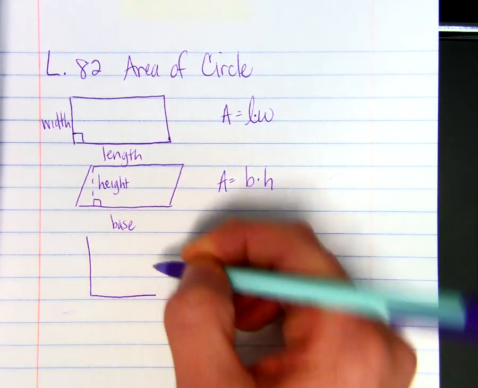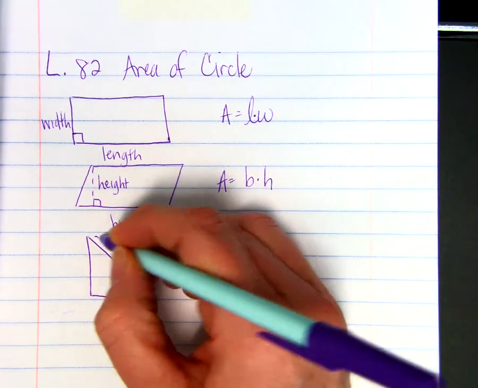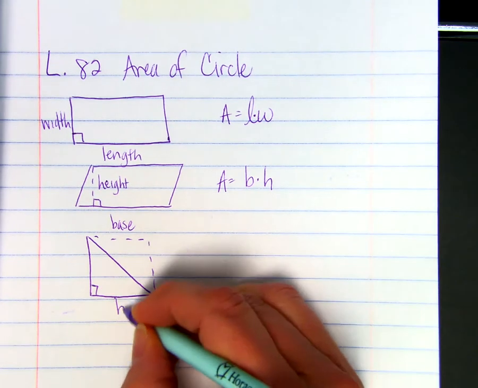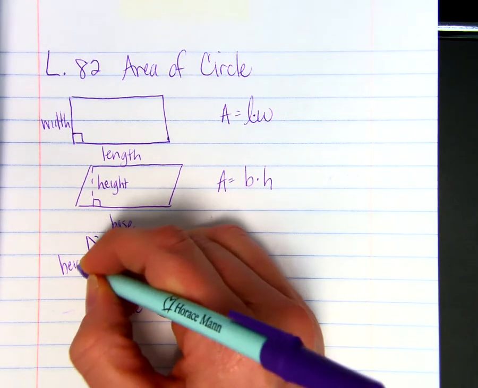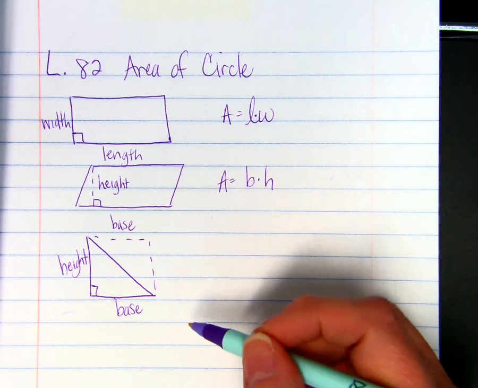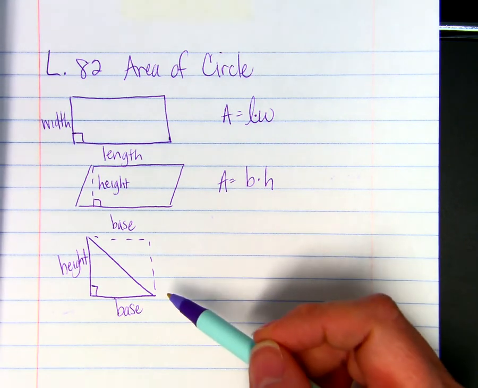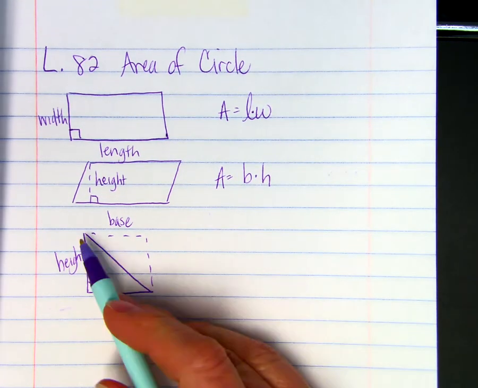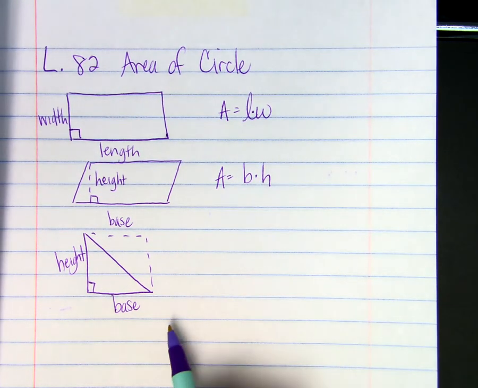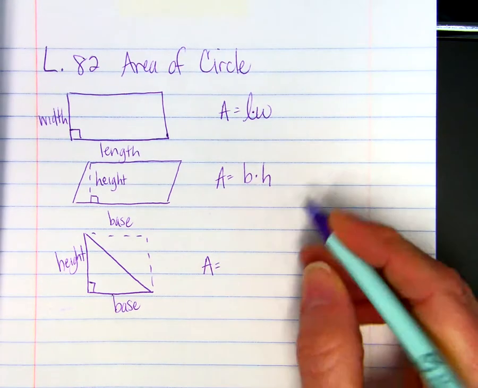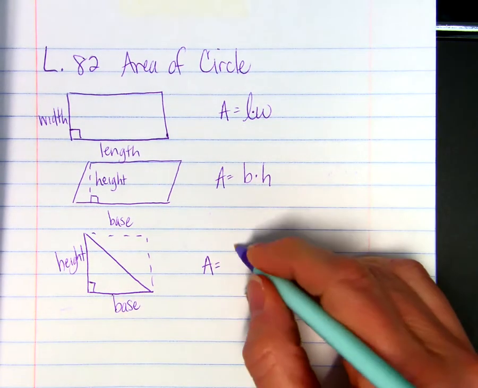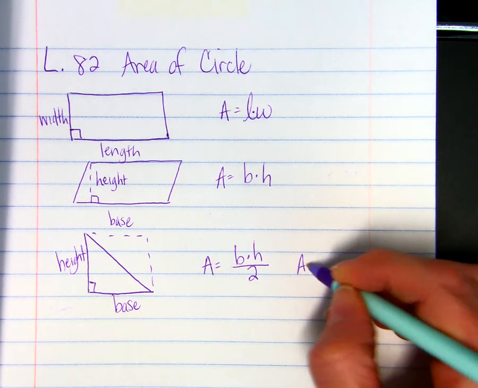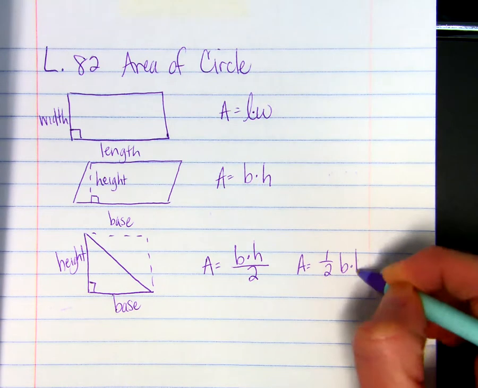For a triangle, which is half of a rectangle, wait, did I say rectangle? Yeah, but that's still correct. No, I meant a triangle. That is half of a rectangle, sorry. So for a triangle that is half of a rectangle, the area is the base times height, and then you divide by 2 since it's half. Sometimes you might see it 1/2 base times height.